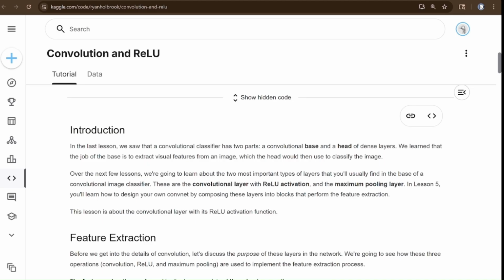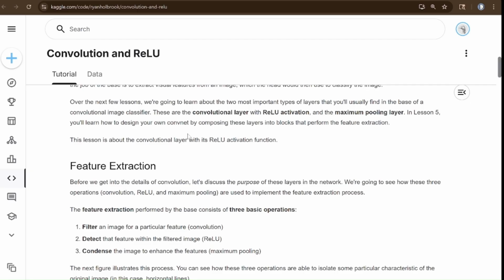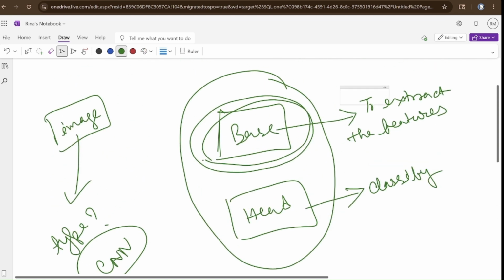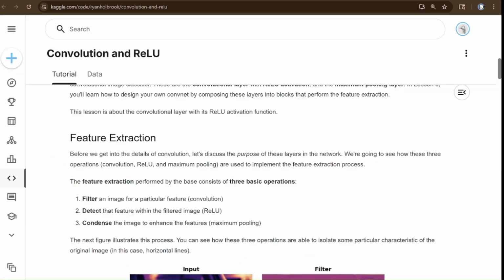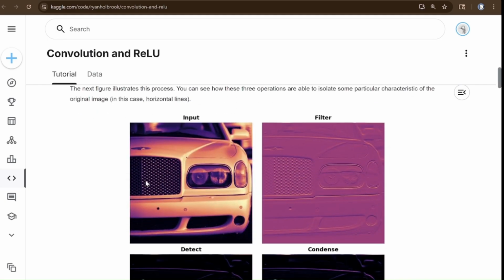Now see, in the next few lessons we are going to understand the two most important types of layers: the convolutional layer with ReLU activation and the maximum pooling layer. In lesson 5 you can create your own convnet. Okay, so first is feature extraction. You have to learn how to extract the features. This is the input image.